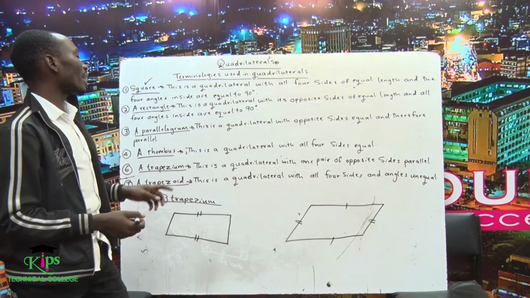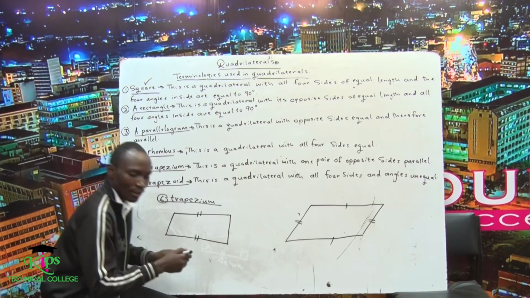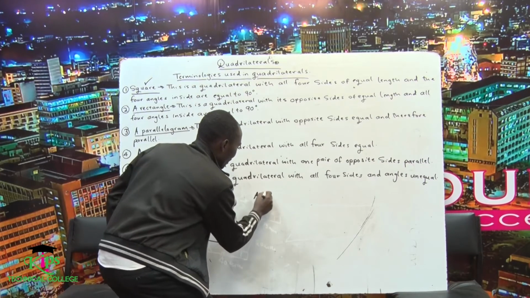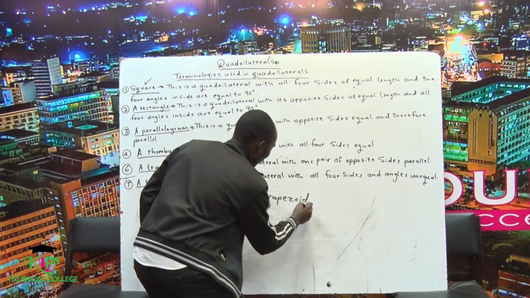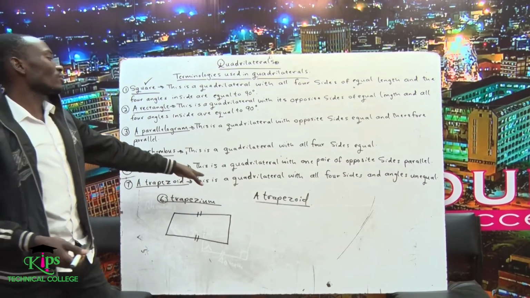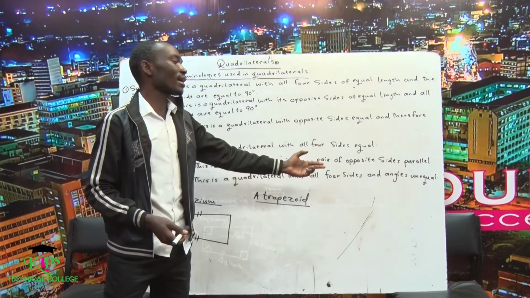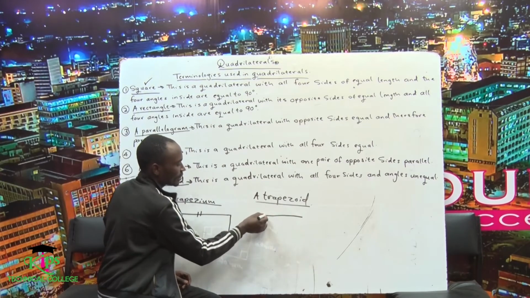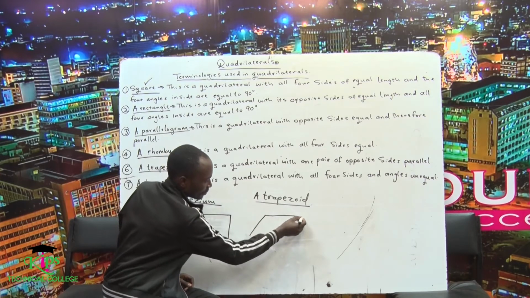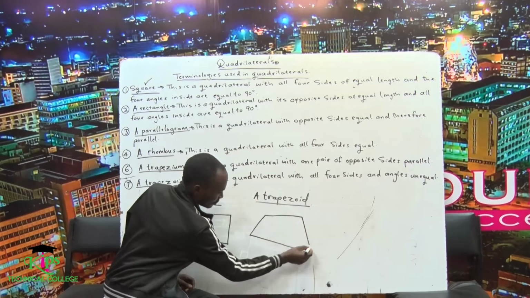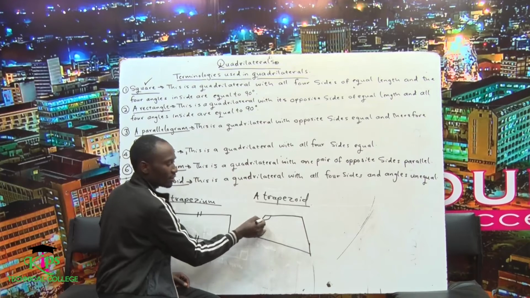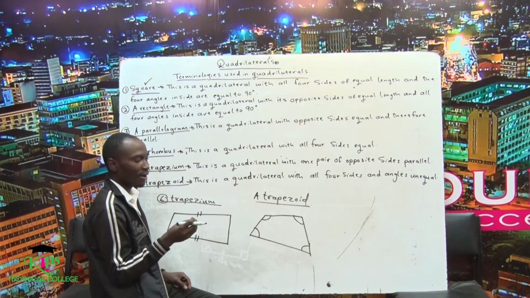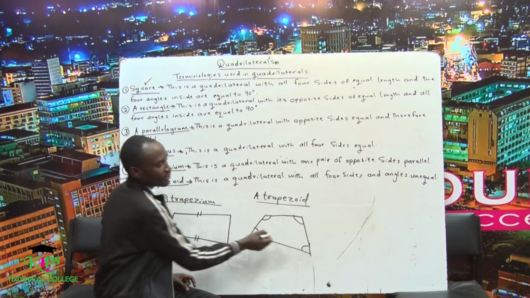The other type of quadrilateral is a trapezoid. A trapezoid is a type of quadrilateral whereby all four sides and angles are unequal. So you could find it like this. You can see that this angle is not equal to this angle. This is also not equal to this angle. The angles are not equal.